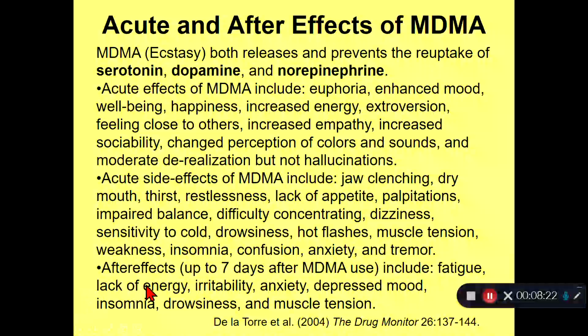MDMA also has certain after effects that can last up to 7 days after MDMA use. They include fatigue, lack of energy, and irritability, kind of the reverse of the great feelings that you feel when you're on ecstasy. They can also include anxiety and depression. So individuals prone to depression can get seriously depressed in the days following an MDMA experience.